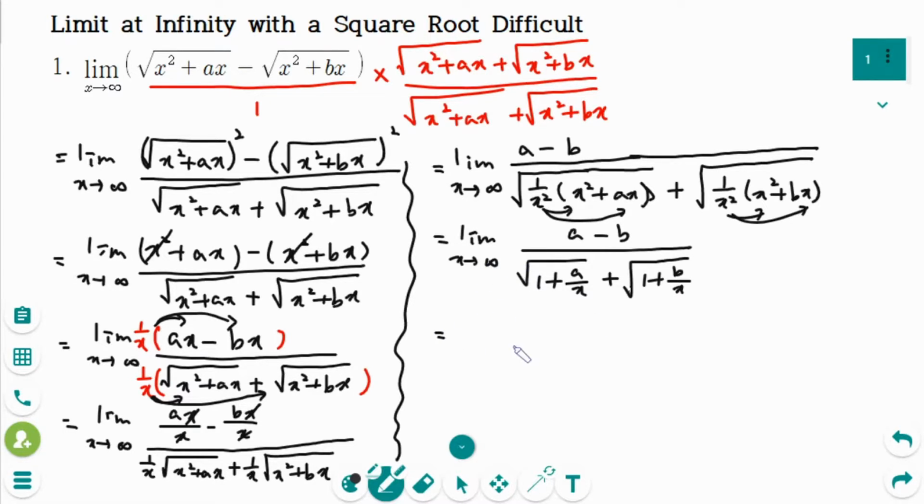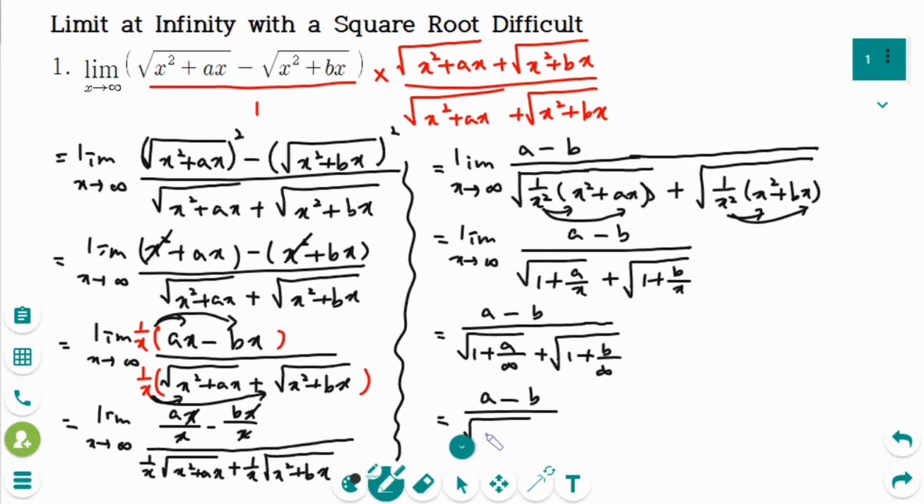And put infinity into x. Plus 1 plus b over infinity. So this is a minus b over square root of 1 plus 0 plus another 1 plus 0. So a minus b over square root 1 plus 0, which is 1, plus another 1. So we get a minus b over 2.